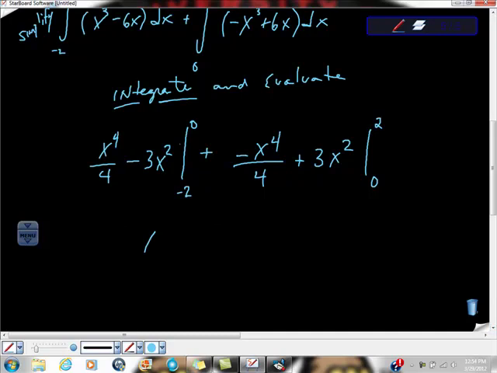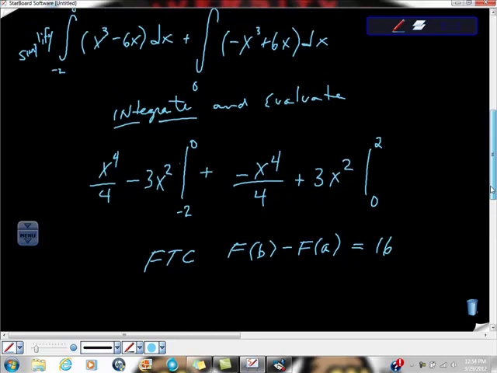But now we're going to apply the fundamental theorem of calculus, which states that the area is f of b minus f of a, and we'd have to do that twice. And the area should be 16. All right? Let me know how this works out for you.